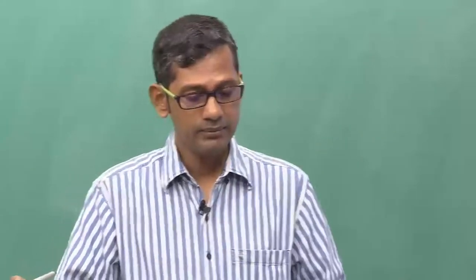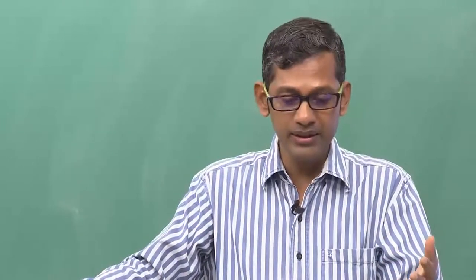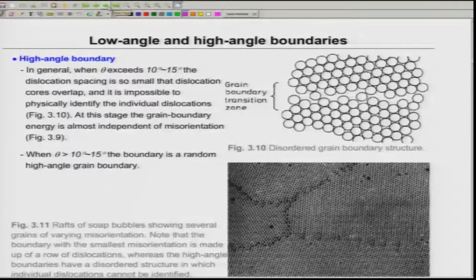Again, when theta exceeds 10 to 15 degrees, the dislocation spacings are so small that the dislocation cores overlap, and it is impossible to physically identify individual dislocations. That is what you see here. At this stage, grain boundary energy, gamma, is almost independent of misorientation, independent of theta. So, when theta is more than 10 to 15 degrees, the boundary is nothing but a random high angle grain boundary, and you can no longer consider it to consist of an array of dislocations.